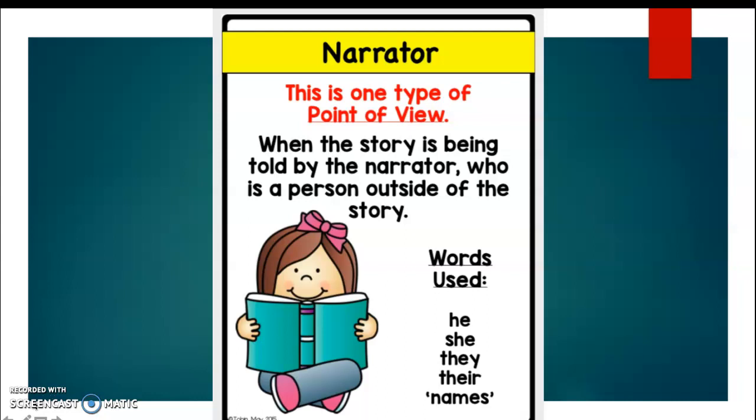Narrator. So when the story is being told by the narrator, this is a person who is outside of the story. They are not in the story. Nothing is happening to them in the story. We're going to see the key words being used: he, she, they, their, and the character's name is going to be used. All of these key words right here are really going to help me be able to tell if the narrator is the one that is telling the story.